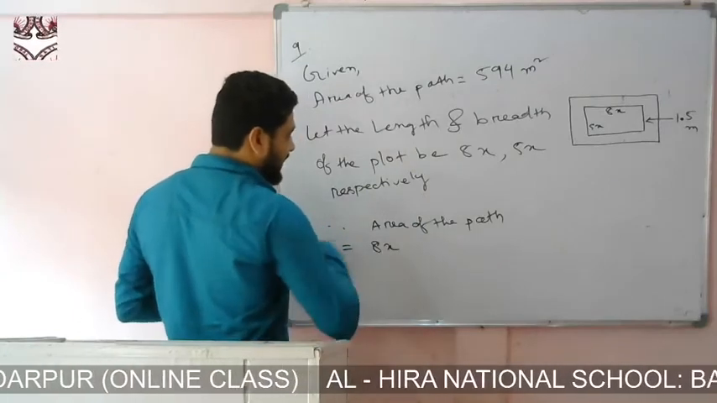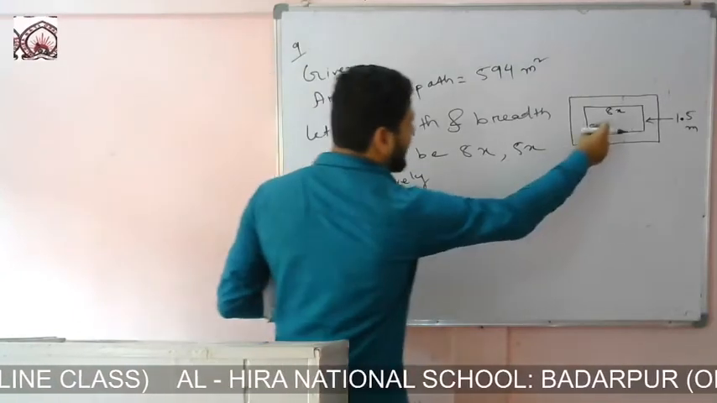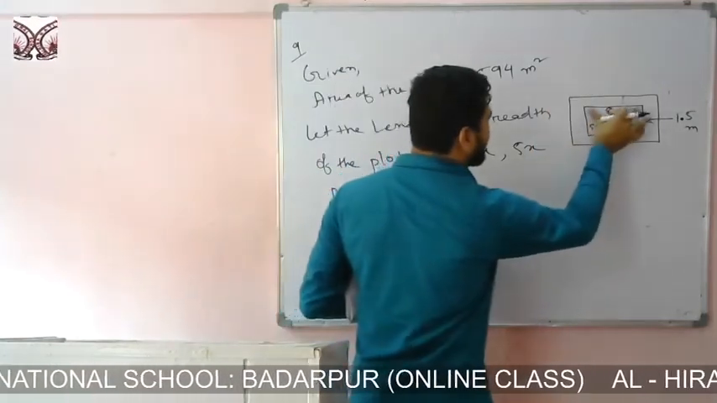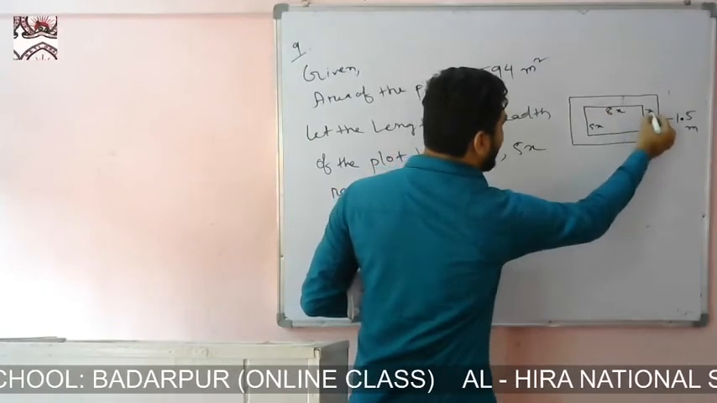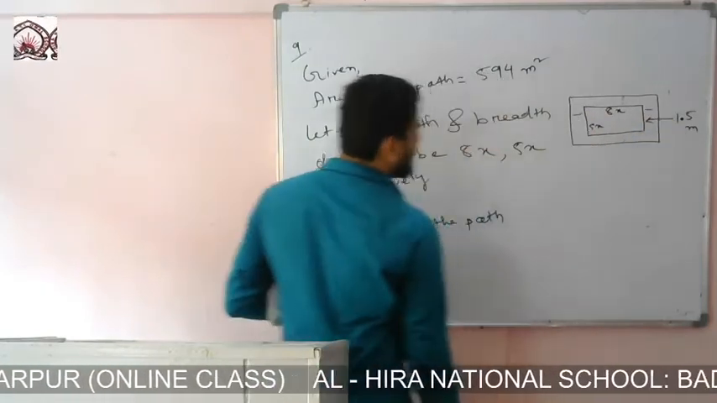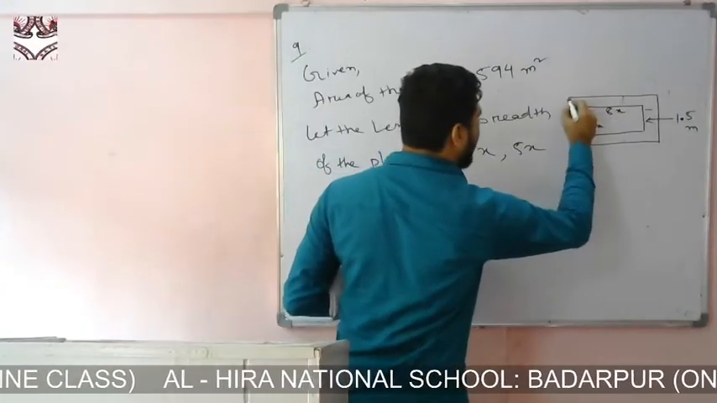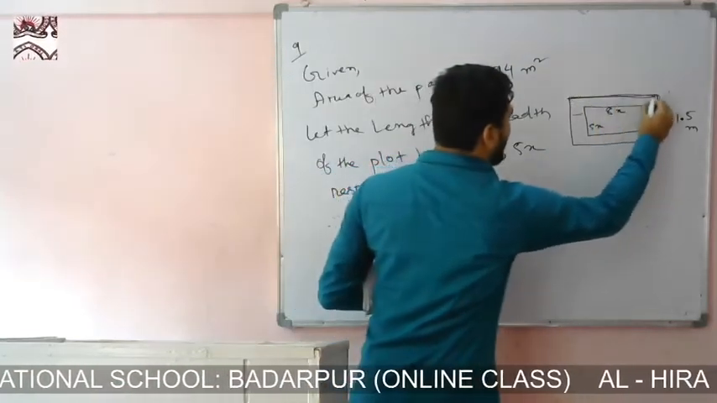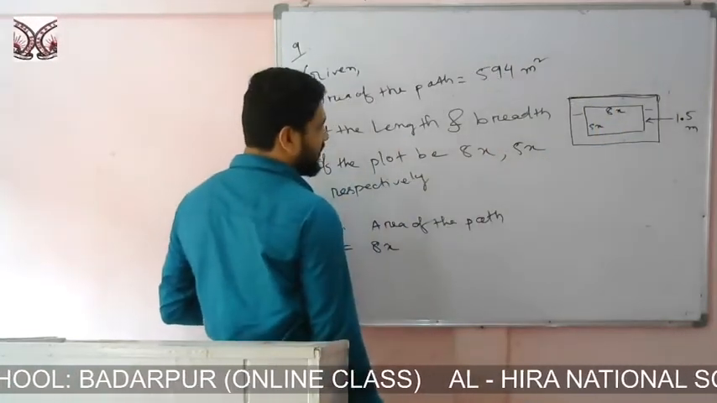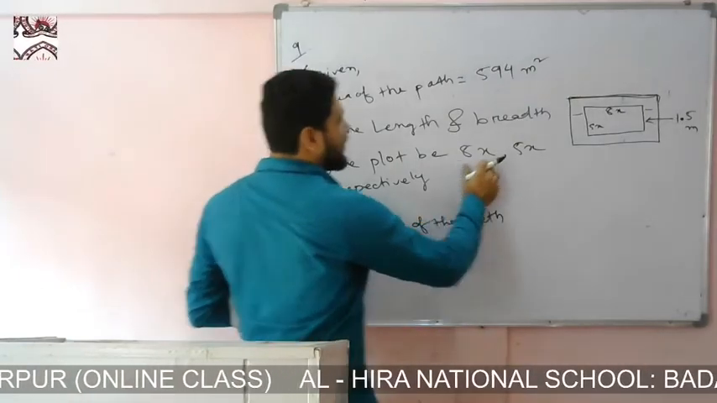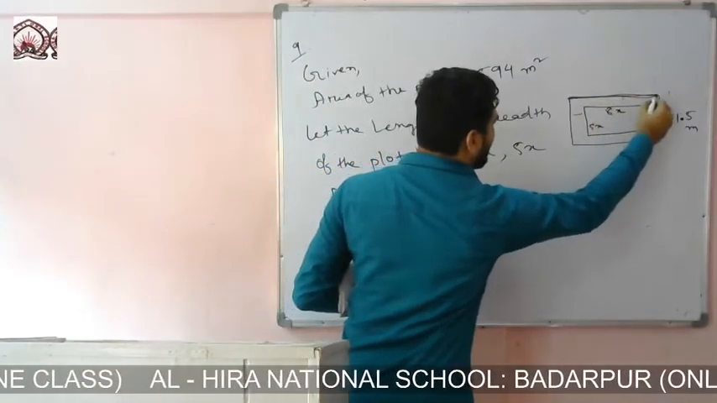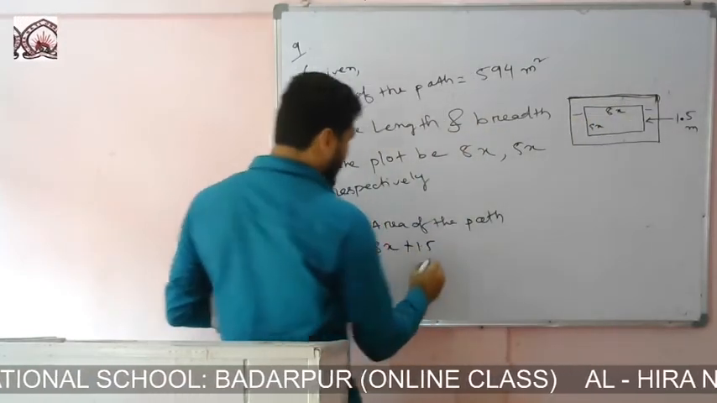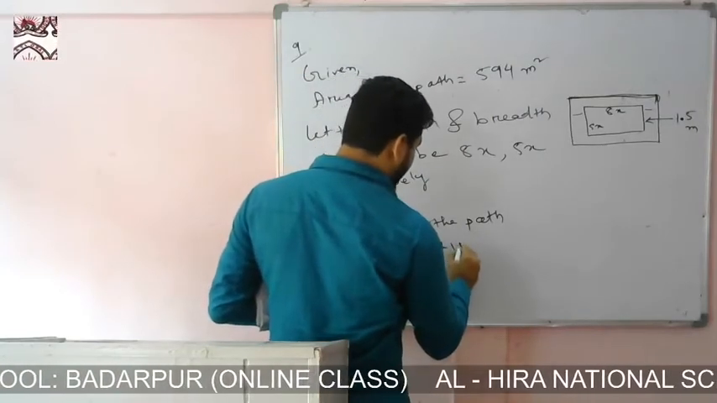Area of the path will be what? You see, this one. Length will be what? Here it is 8x. And this portion we know is 1.5, and this portion is 1.5. Then we have to add these, so we'll get the length of the plot. To find the length of the plot, here we have let it be x, but to find the total, we have to add this one, then plus 1.5, plus 1.5.